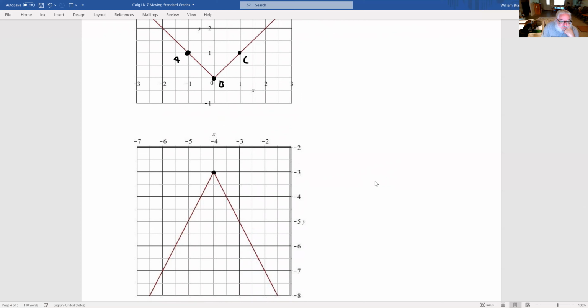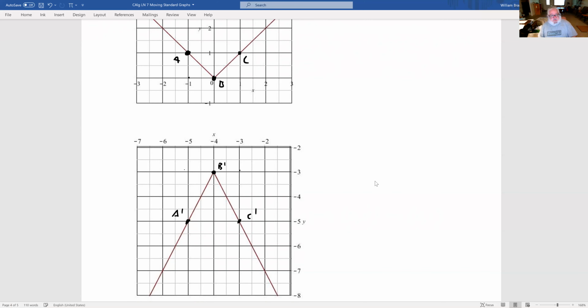Well, I'll call this b prime. A is 1 unit to the left of b, so we'll go 1 unit to the left, and we'll say that this is a prime. 1 unit to the right of b is the special point c, so we'll go 1 unit to the right and say that's c prime.